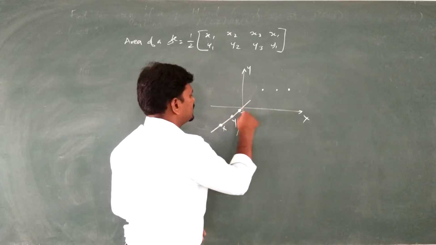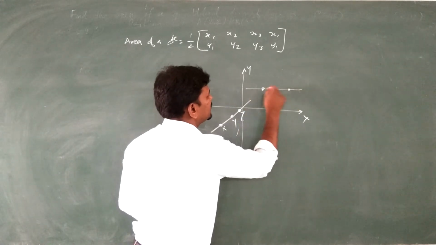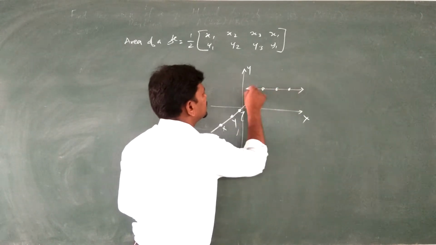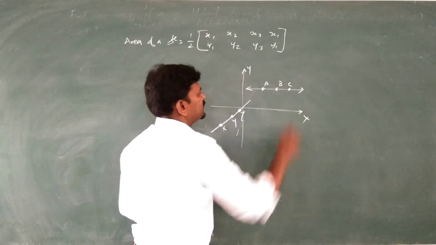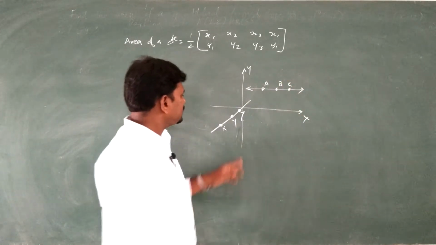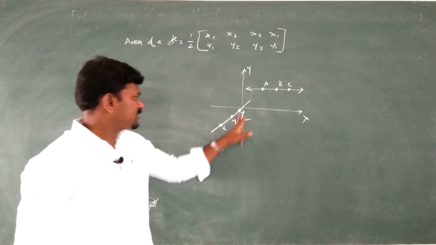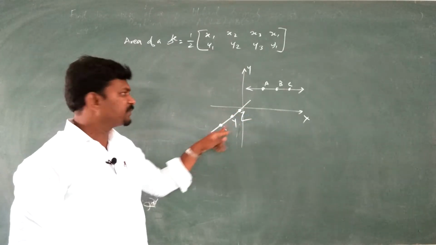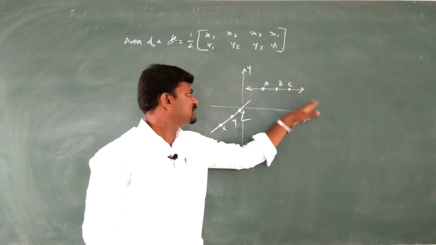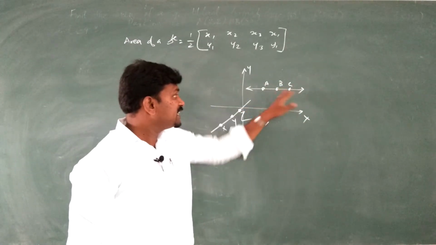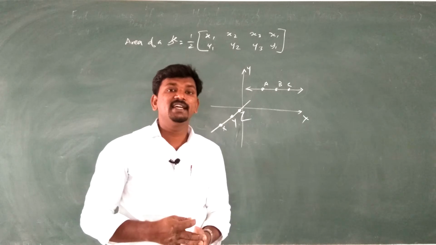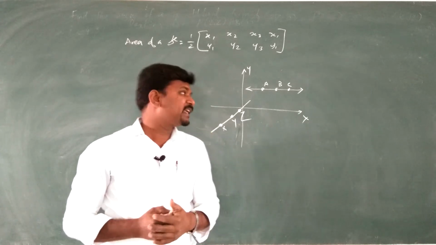x, y, z, here you see A, B, C. You can see here these x, y and z lie on the same straight line. Here A, B, C lie on the same straight line. If the 3 points lie on the same straight line, then the points are called collinear points.